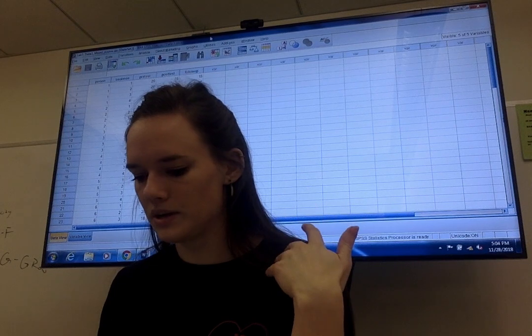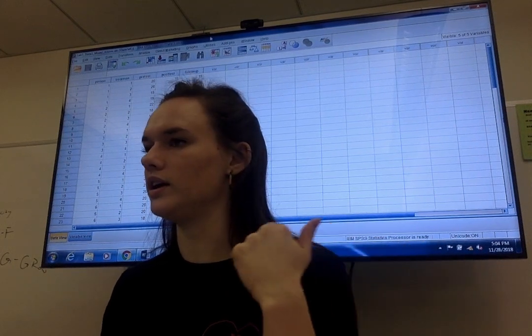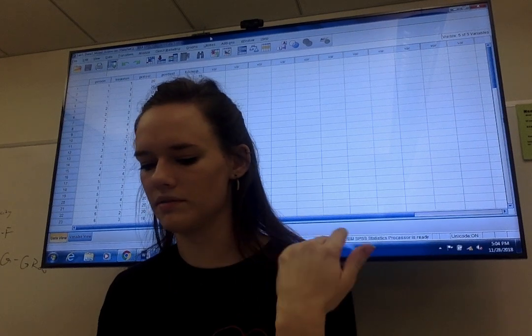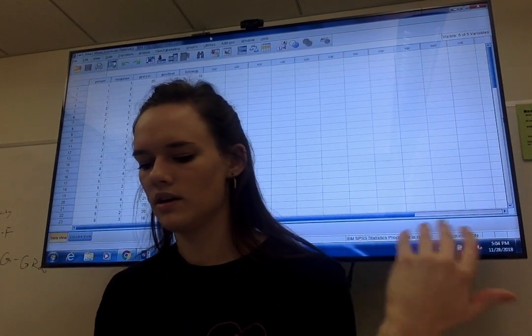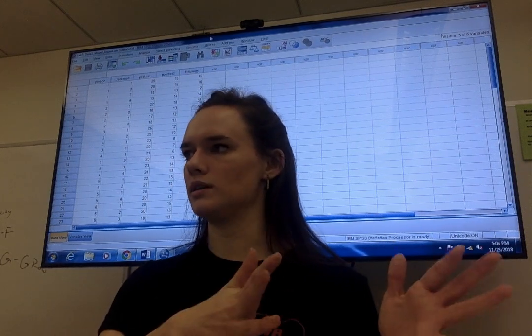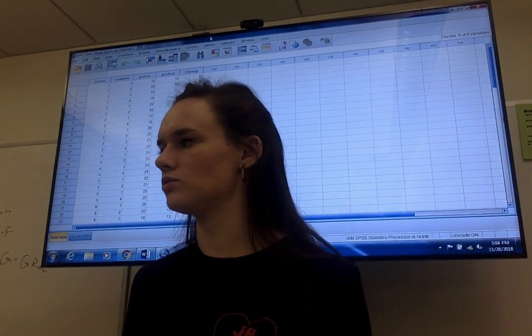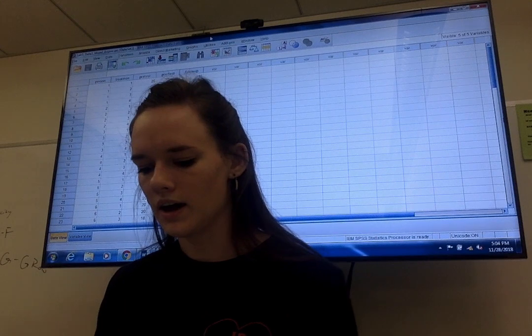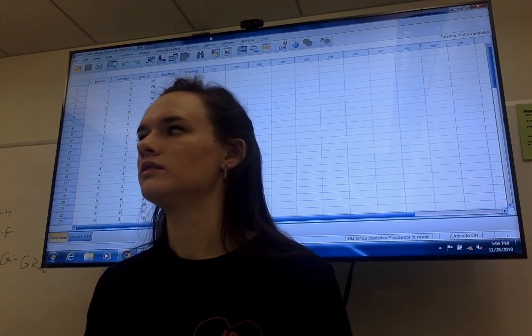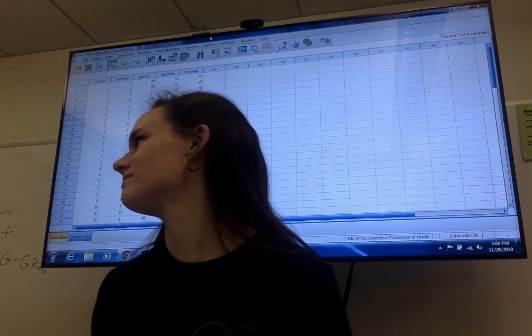So our null is going to be very similar to the factorial ANOVA. In the population, all levels of the factor have equal marginal means. We just have the main effect for between subjects and within subjects, so factor 1, factor 2, and we're looking at the marginal means.